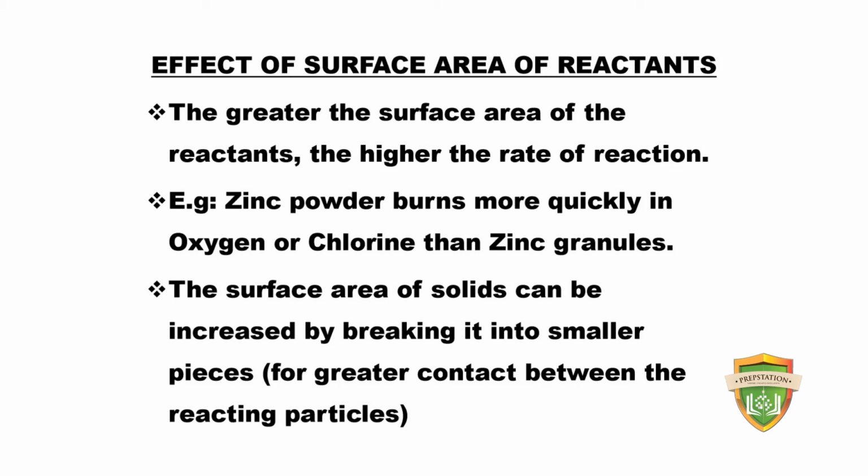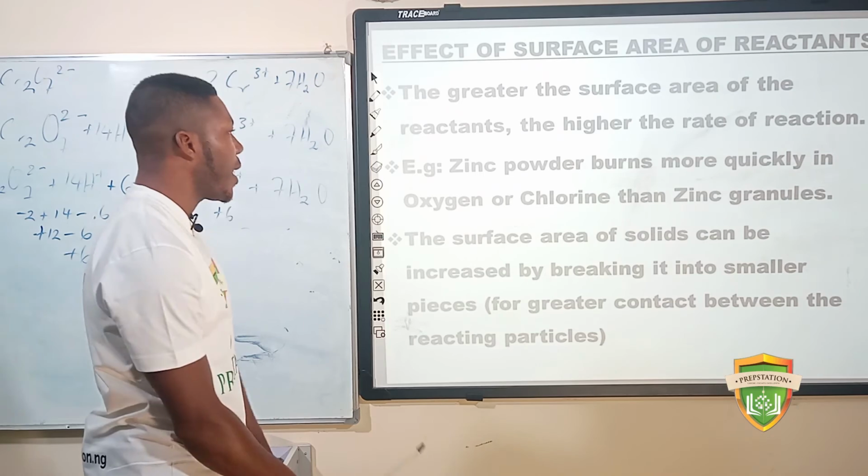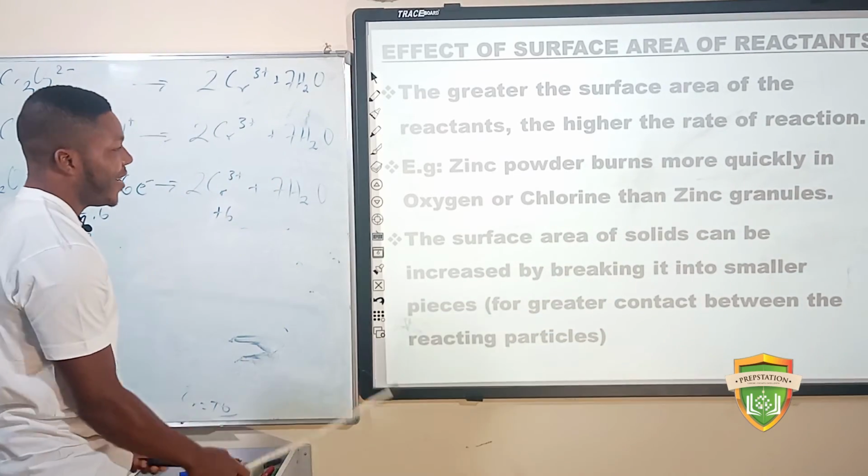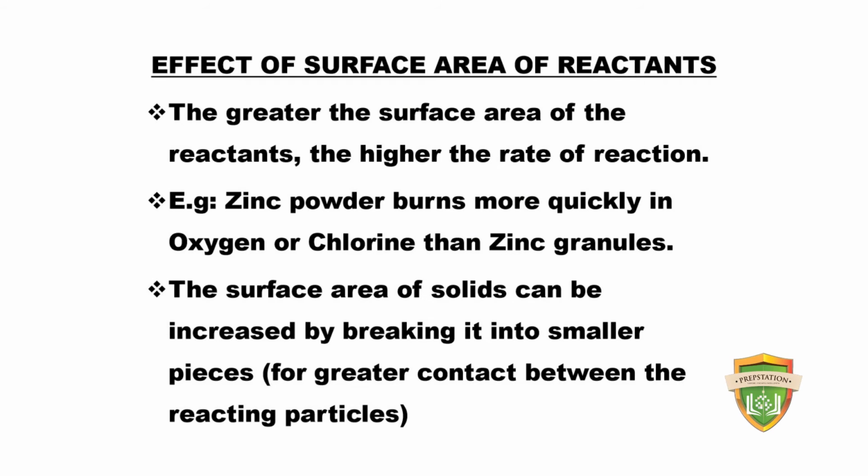That means that zinc, for example: zinc is in solid form, it is a metal. If I grind it into powder form, it will react faster than when I just add it in granules or in pieces. So zinc powder burns quickly in oxygen or chlorine than zinc granules. Now, the surface area of solids can be increased by breaking it into smaller pieces, for greater contact between the reacting particles.